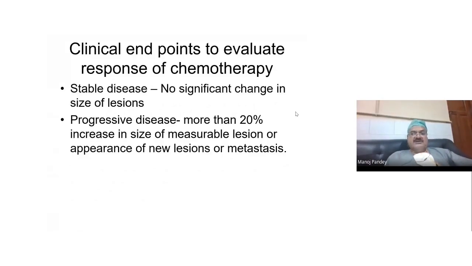Stable disease is when there is no change in the size of the lesion. You call it a stable disease. And if there is an increase of more than 20%, you call it a progressive disease. Or if there is a new lesion or a metastasis that appears, again you call it a progressive disease. So if a 10 centimeter tumor becomes 12 centimeters, you call it progression. Or if there is a metastasis or a new lesion which appears, then also you call it disease progression. So basically, chemotherapy response is divided into 4 categories: partial, complete, stable disease, progressive disease.